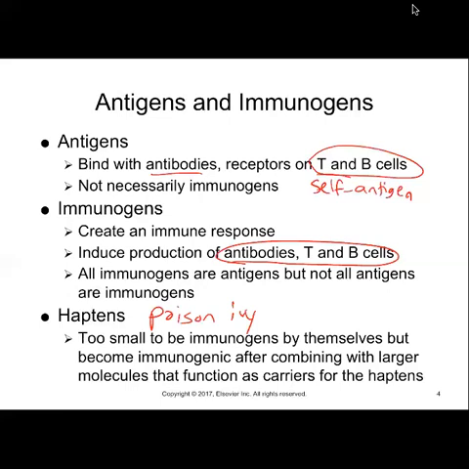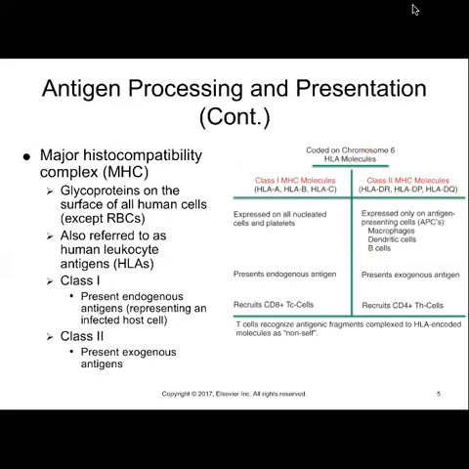We'll talk about that later on, and act as an immunogen. All right, so again, antigens are important, but they often have to be presented to the immune cells that are part of the adaptive immune system. So we have these things called MHC, or major histocompatibility complexes.